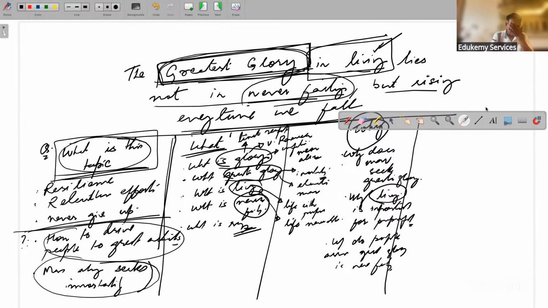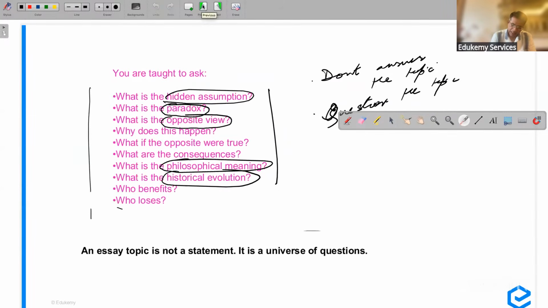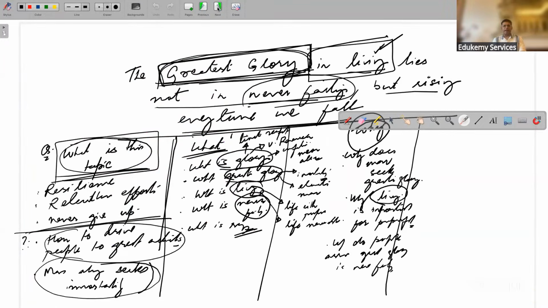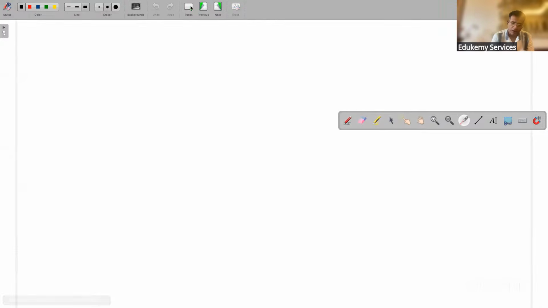Now one important next discussion. Look at this, there is an assumption here. I'm asking you, what is the assumption in this topic? In this topic we have to learn. So you tell me, in this topic, the greatest glory in living lies in never failing. What is the key assumption in this topic? Can anybody tell me? The assumption in the topic is what?